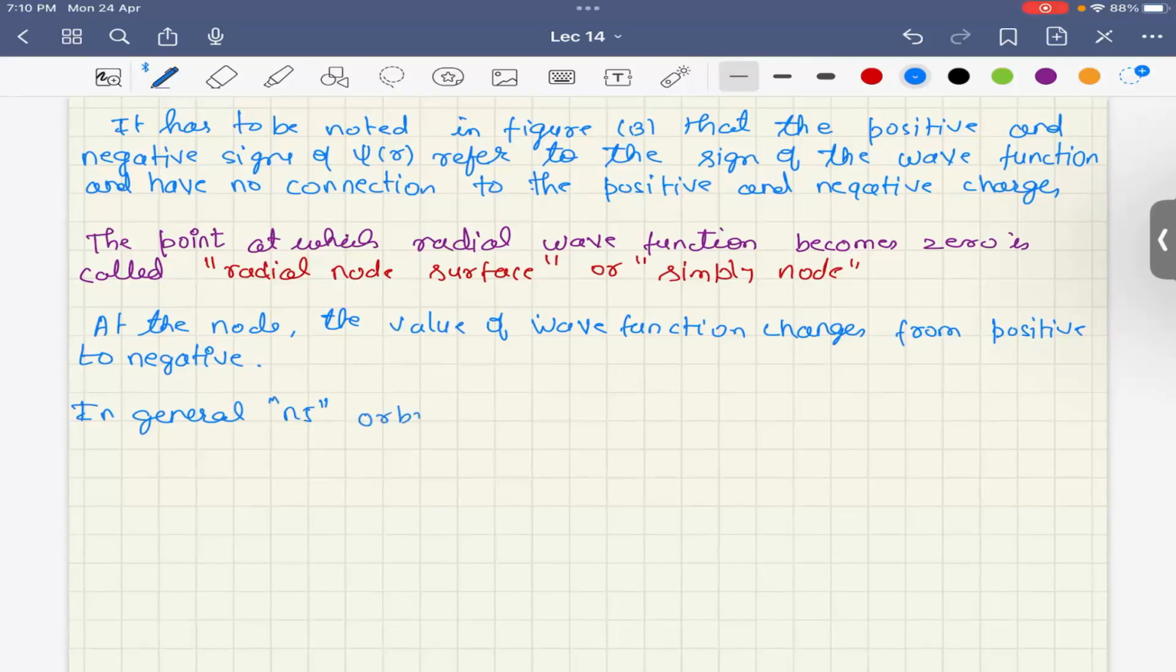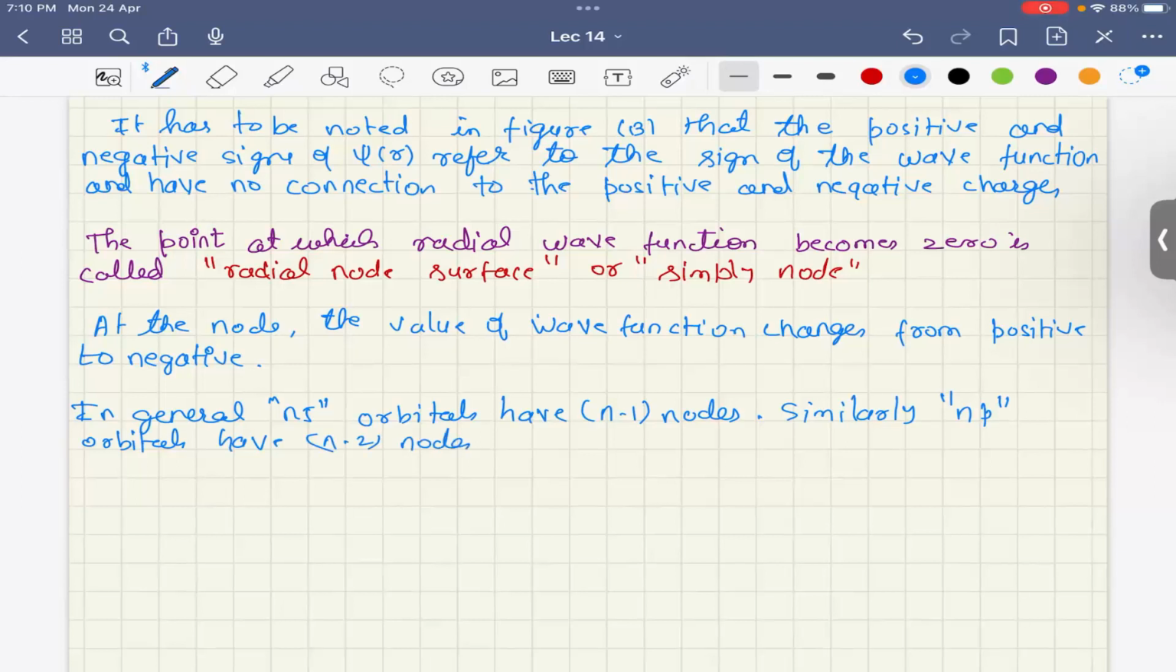So in general, ns orbital has n minus 1 nodes. Similarly, np orbitals have n minus 2 nodes, right? Where n is the value of the principal quantum number. In all cases, psi approaches 0 as r approaches infinity, right?